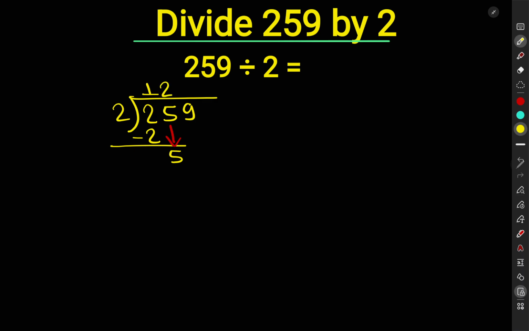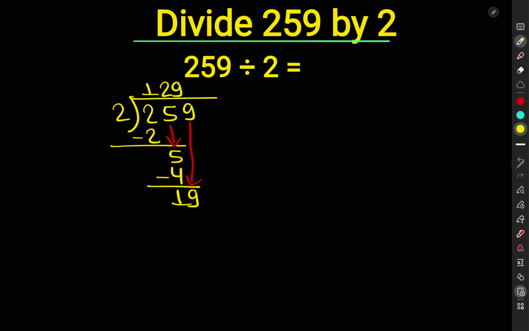So 2 times 2 means 4. On subtracting we get 1. So now this 1 is less than 2. So we put down the number beside this 9. So now it became 19.